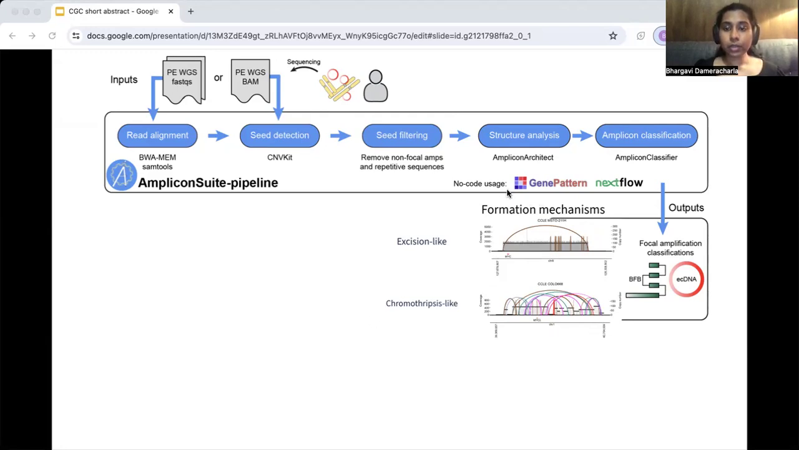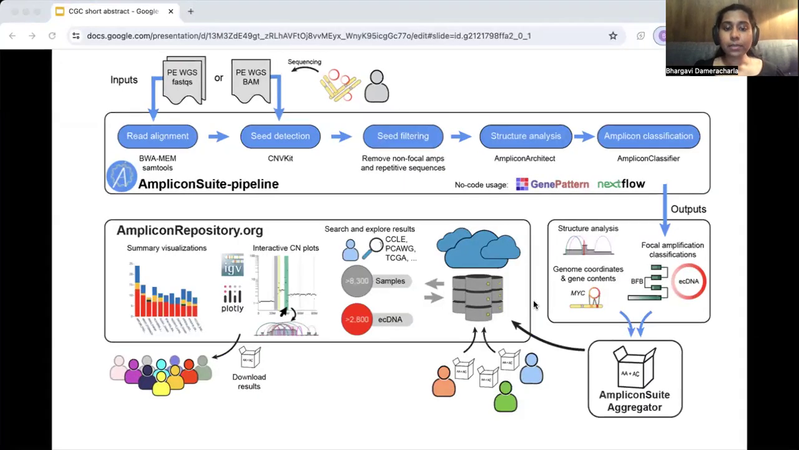There are also integrations to platforms like GenePattern and Nextflow, which facilitate usage without needing to write code. And then finally, AmpliconRepository.org is the website where researchers can upload, share, and build on other people's findings, and also make it publicly available if they choose to.